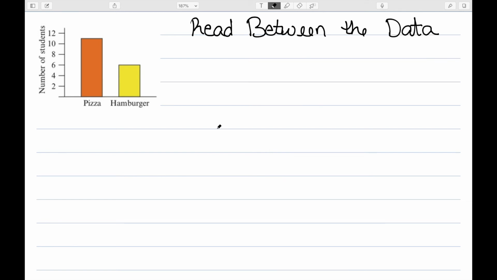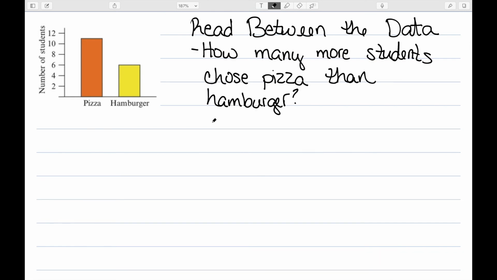Next, let's look at a read between the data question. How many more students chose pizza than hamburger? For this problem, we would see that there are 11 that chose pizza. For hamburger, we had 6 students. And so to figure out how many more, we would need to subtract this to get a total of 5. And this is a reading between the data since it required us to compare the quantities and use other mathematical concepts, in this case, subtraction.